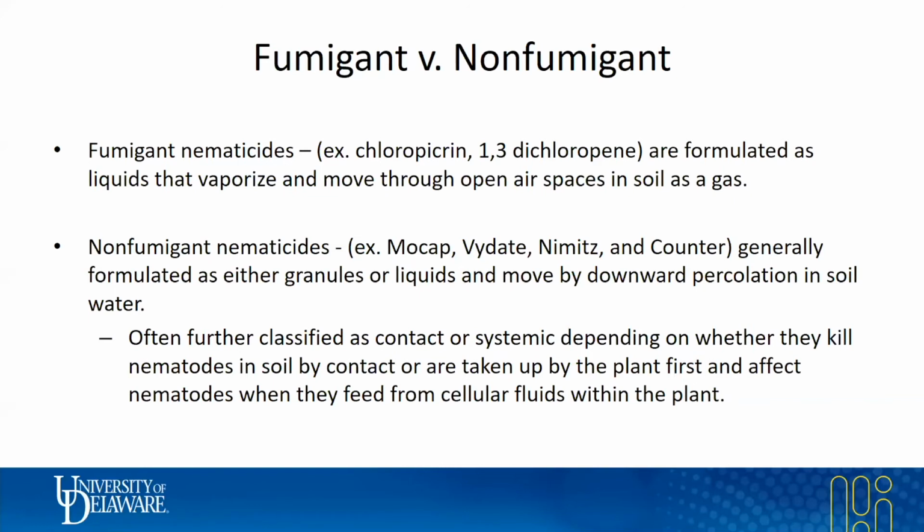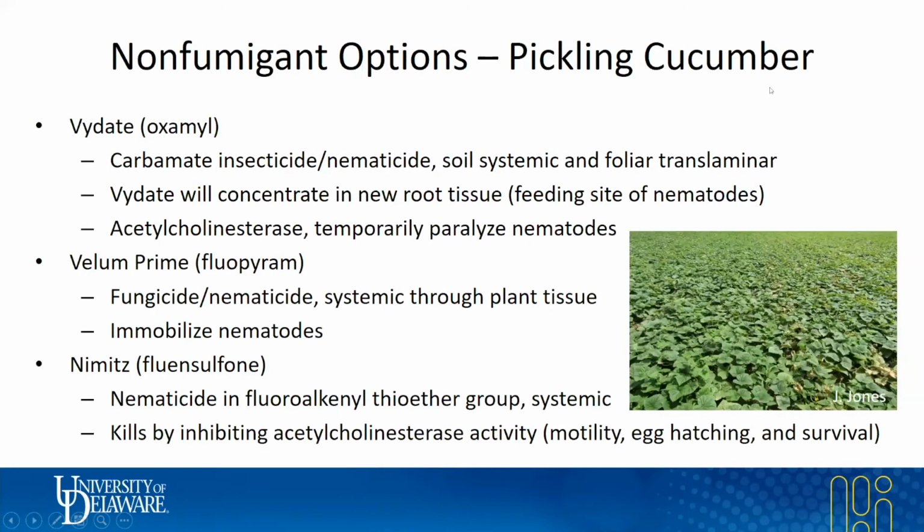So in some cases, they're contacting the nematode in the soil. In other cases, they're actually moving into the plant, and the nematode's making contact by feeding on the root of these plants. So within pickling cucumber, there's currently 3 main non-fumigant options that we have. The first is Vydate. This one is a carbamate insecticide and nematicide, but it really is more of a nematostat. What it's doing is basically paralyzing the nematode. So it's not moving, and because of that, we then don't get the reproduction and some of the effects there.